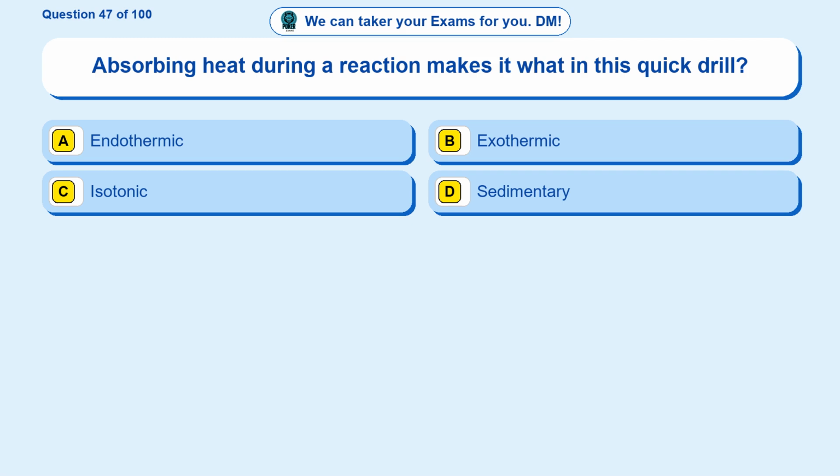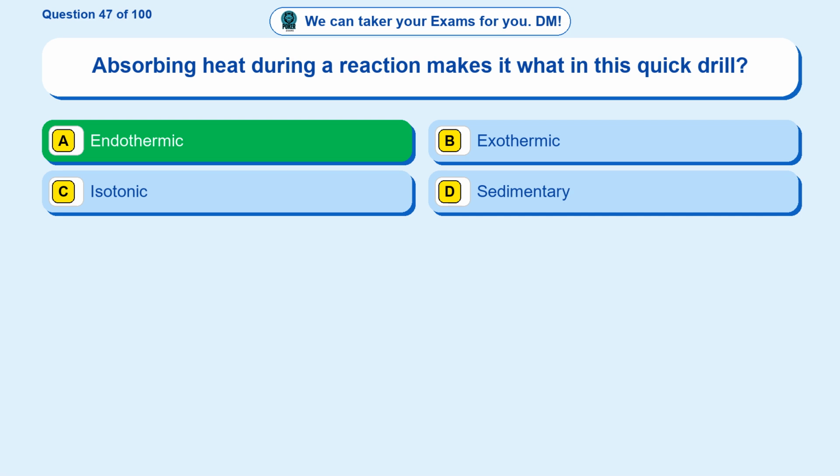Question 47. Absorbing heat during a reaction makes it what in this quick drill? Option A, endothermic. Option B, exothermic. Option C, isotonic. Option D, sedimentary. The correct answer is option A.